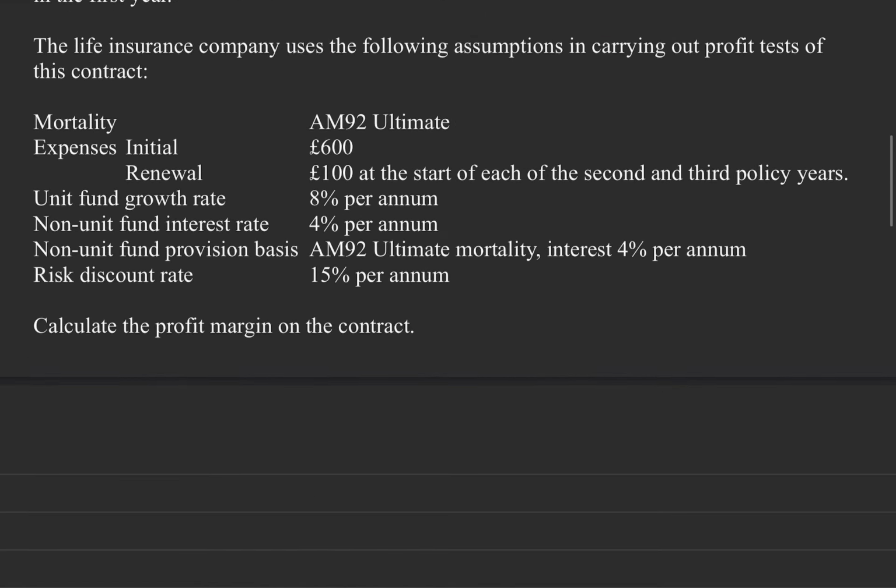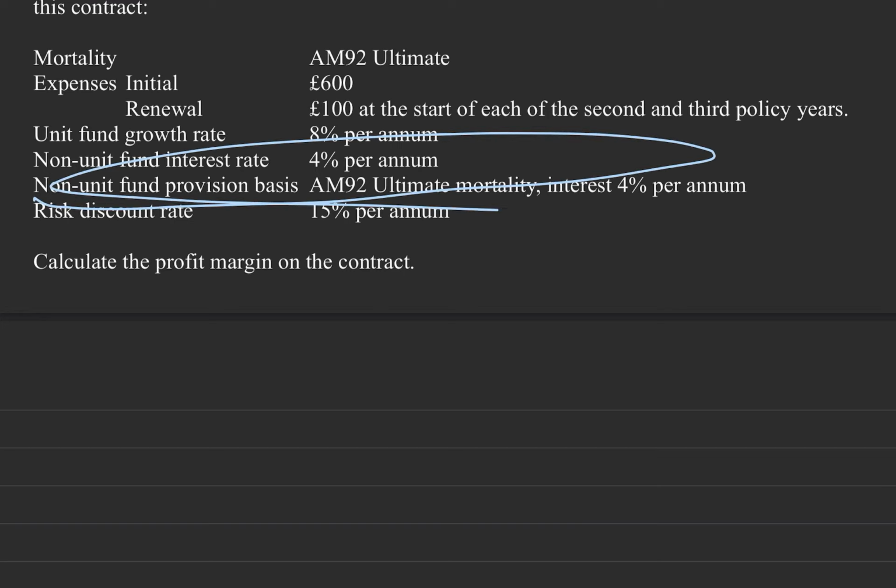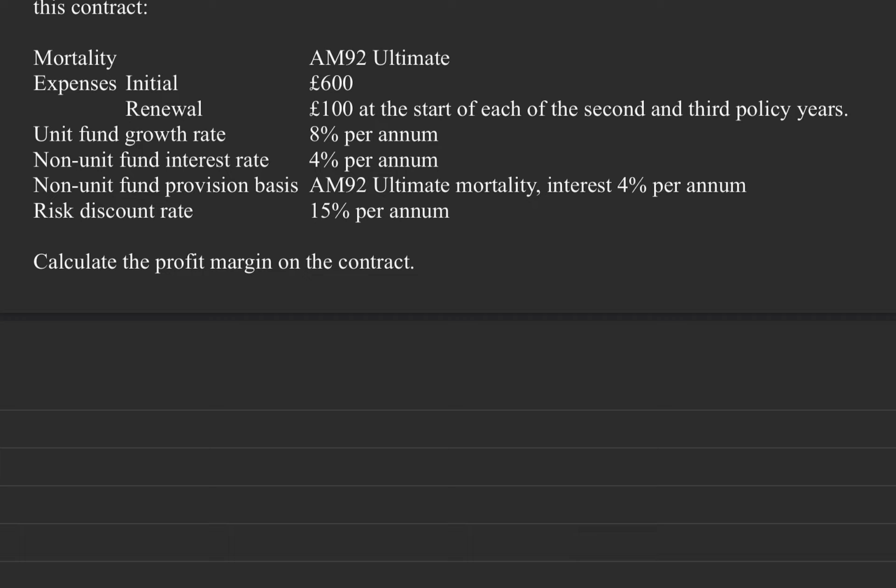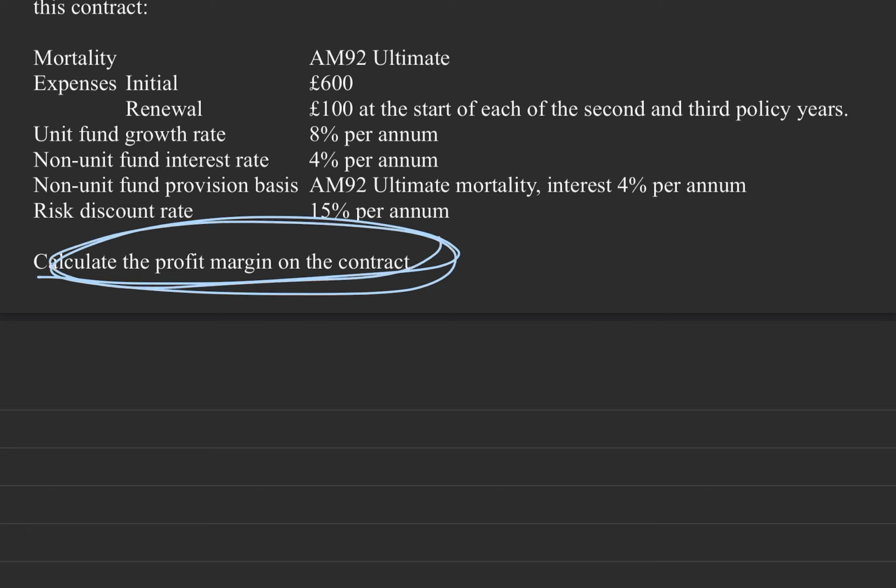Okay, so then we also have a non-unit fund provision basis. So this is basically saying when I'm zeroizing or setting up non-unit provisions, non-unit reserves, I'm using AM92 ultimate mortality, same as the mortality I was using in the profit test, and then I'm using interest at 4% per annum. So I just have to keep that in mind, okay? And then my risk discount rate, which I'm using to discount my profits so that I can calculate the net present value, that's 15% per annum, okay? And now it says calculate the profit margin on the contract.